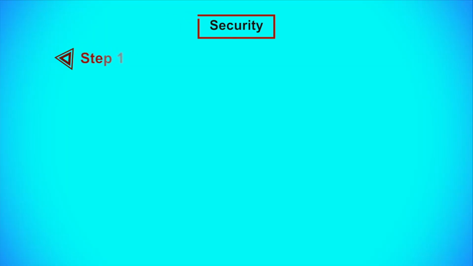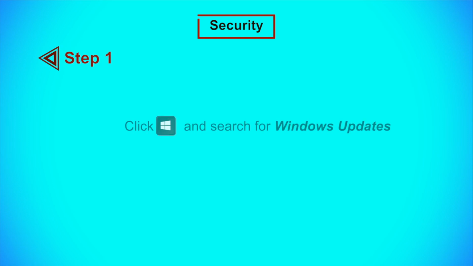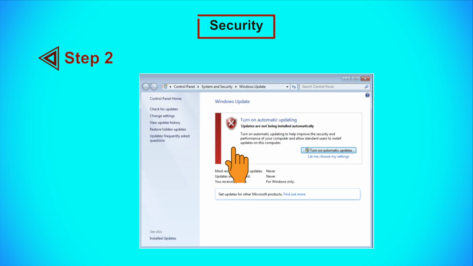Step 1. Click the Start button and search for Windows Update. Step 2. Your operating system may not be automatically updating itself. If automatic updates are disabled, you will see the screen below. Click this tab to activate automatic updates.